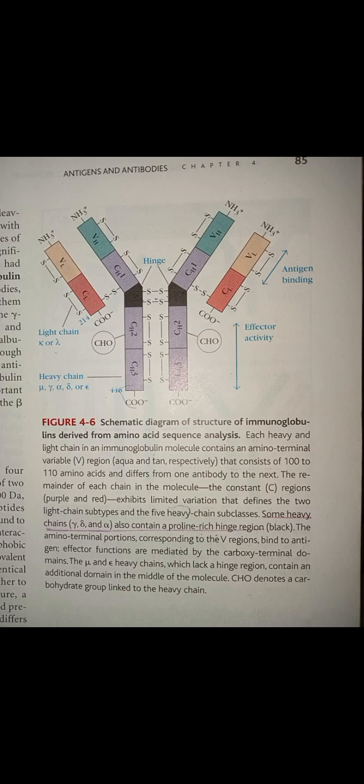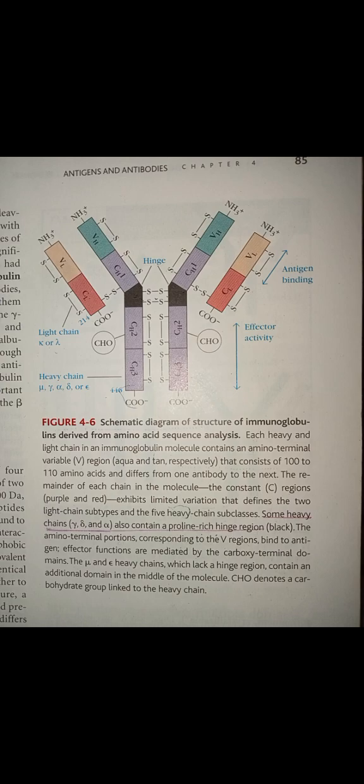So each heavy and light chain in an immunoglobulin molecule contains an amino terminal variable region, aqua and tan respectively, that consists of 100 to 110 amino acids and differs from one antibody to the next. The remainder of each chain in the molecule, the constant C regions, purple and red in this picture, exhibit limited variation that defines the 2 light chain subtypes and the 5 heavy chain subclasses.